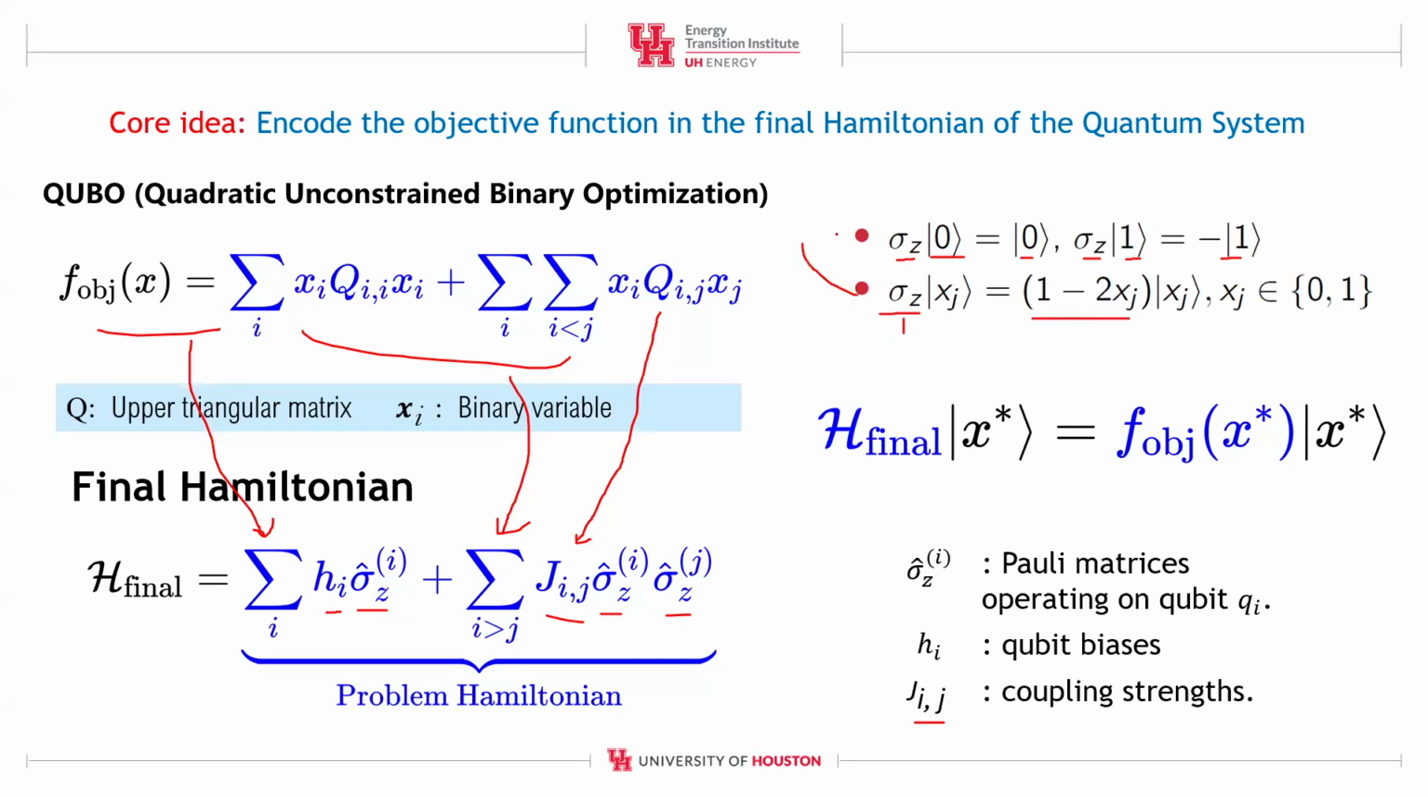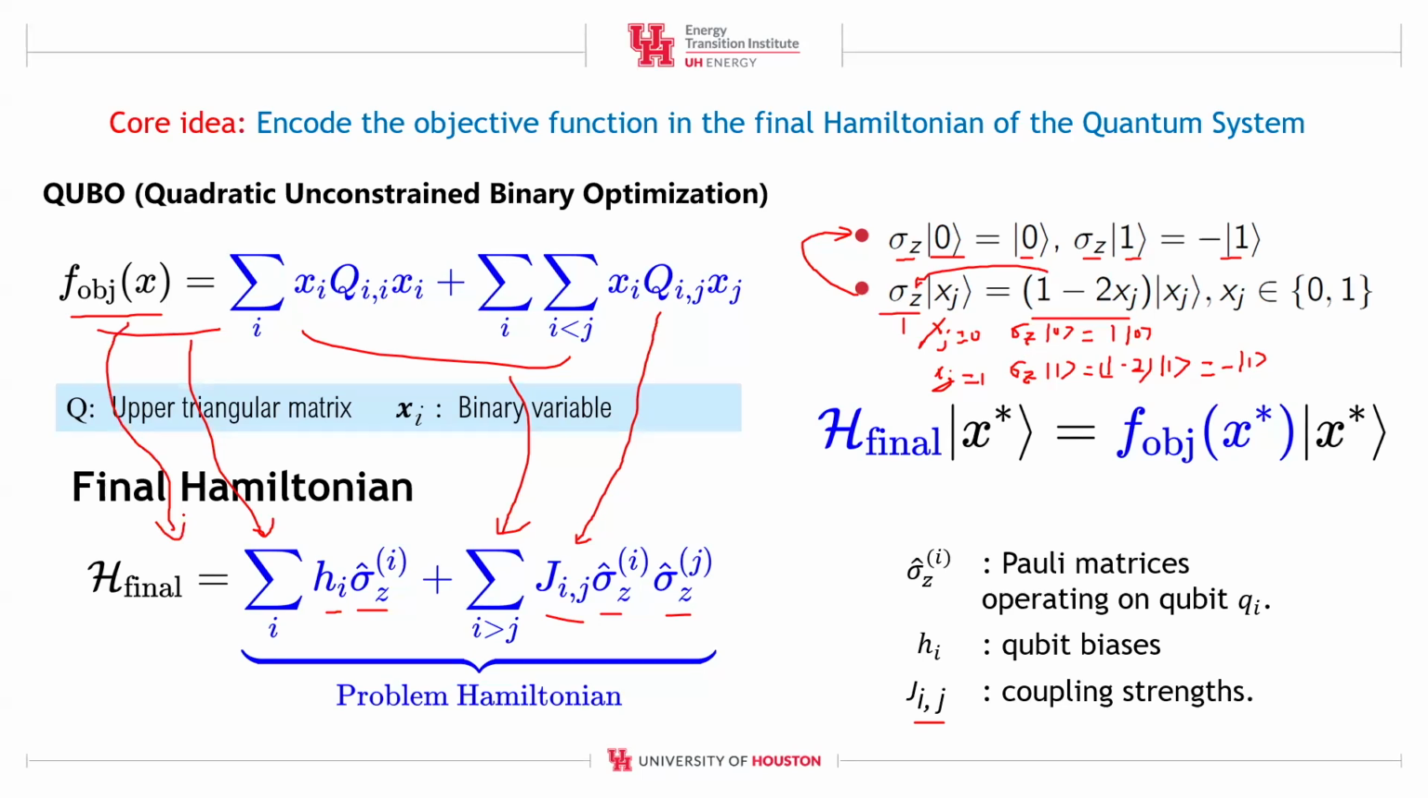So this function actually represents those processes. Let's check it. If xj equals 0, you will see Pauli Z applied to ket 0 gets 1 minus 0, so it's ket 0, right? If xj is 1, we will see Pauli Z work on ket 1 equals 1 minus 2, so it is negative ket 1. This is how we build up the relationship between the function and the operator. Based on a similar idea, you can transform this function and encode it into this final Hamiltonian.